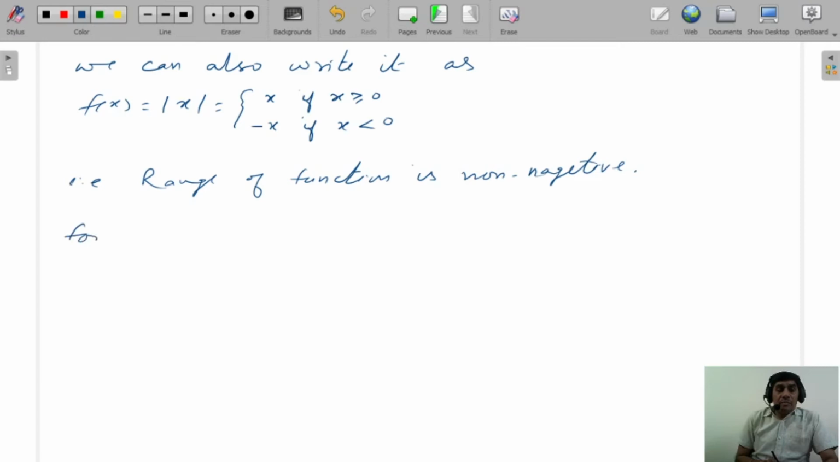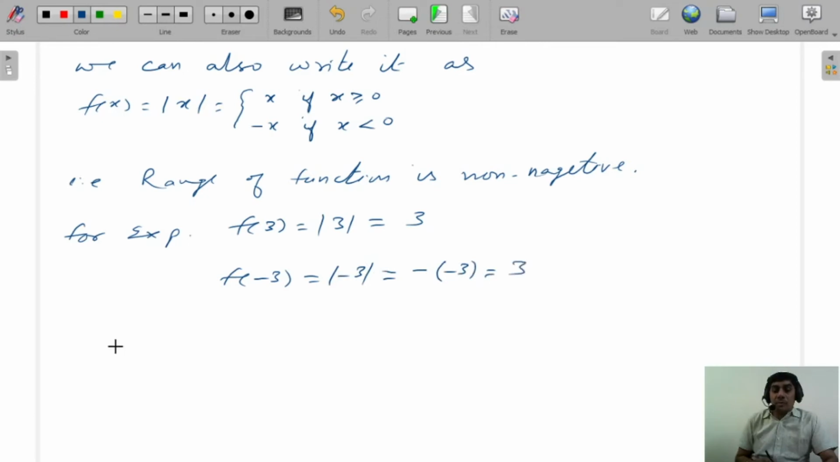For example, f of 3 is equal to modulus of 3, which is equal to 3, because 3 is positive, and when the variable has a positive value, then the image is equal to itself. f of minus 3 is equal to modulus of minus 3, which is equal to negative of the variable, that means minus of minus 3 is equal to plus 3. f of 0 is equal to modulus of 0 is equal to 0.